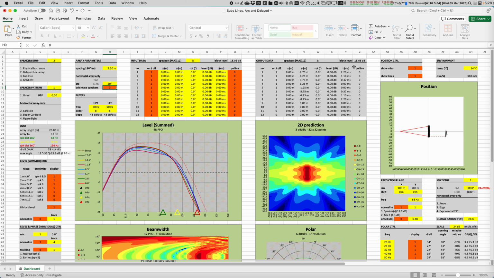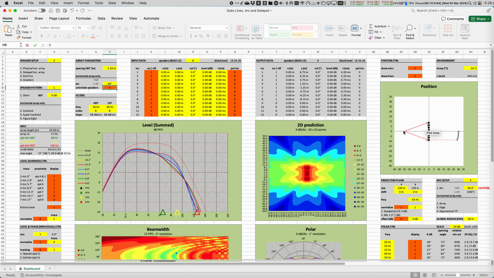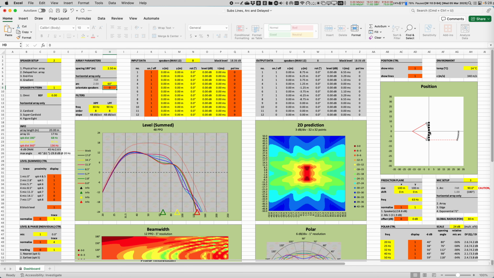Look at this, the outer is 2.2 milliseconds. If I do a larger arc, now the focal point is closer. Now it's 4.39 milliseconds in the outer. And if I do an even larger arc, so the focal point is even closer, now we have 6.55 milliseconds. So this is the way for doing this calculation.